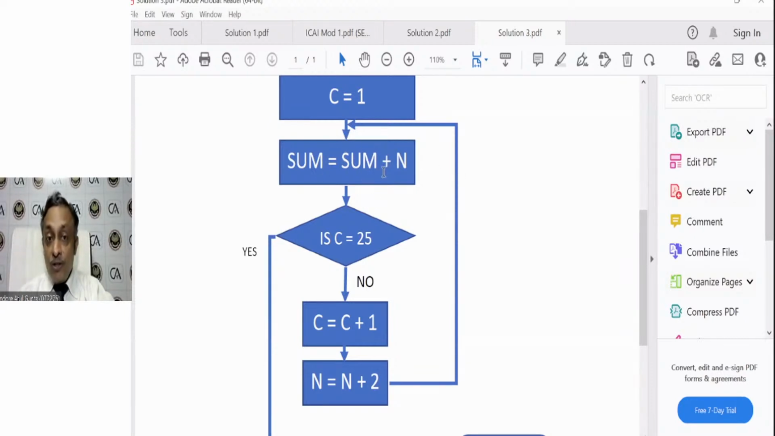Now, what was the value of sum? 2. What is the value of N? 4. So now I am adding 2 to 4. So now the new value of sum is 6. Is C 25? No, it is not 25. Increase it to 3 and then continue like this.